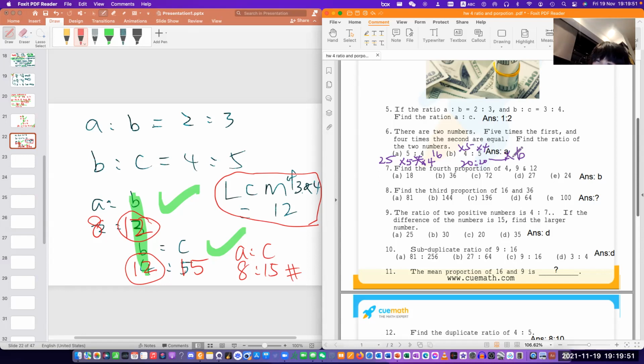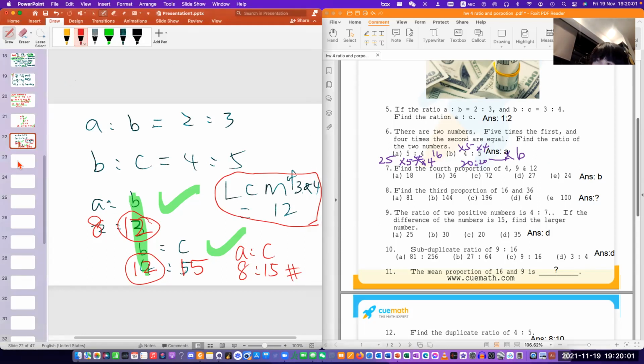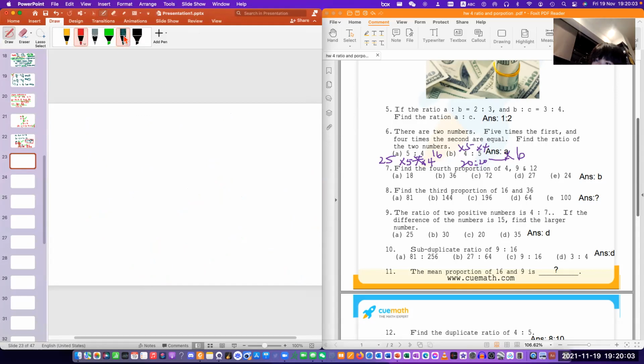Question 7: find the fourth proportion of 4, 9, 12. You understand what they talk about here? Fourth proportion. Actually, like I said, the English part is harder than the mathematics part in this assignment. Sometimes with some of the questions, it's the English.